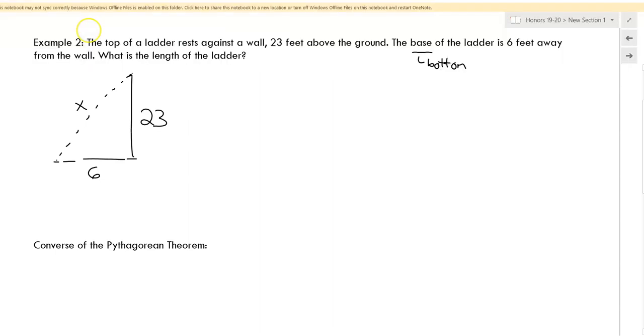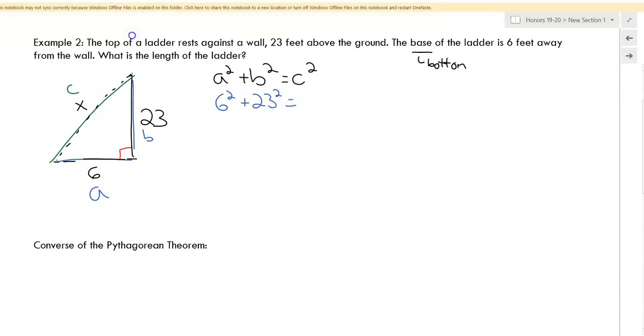So then, I'm assuming the wall and the ground make a right angle, so that's my right angle. These are my legs, and this is my hypotenuse. So then we're doing a squared plus b squared equals c squared. So a is 6 squared plus 23 squared equals my x, what I'm solving for, squared.